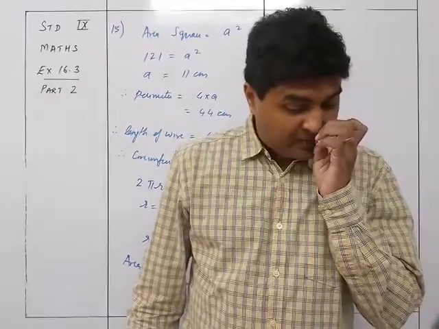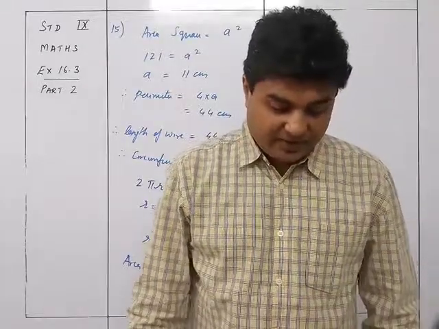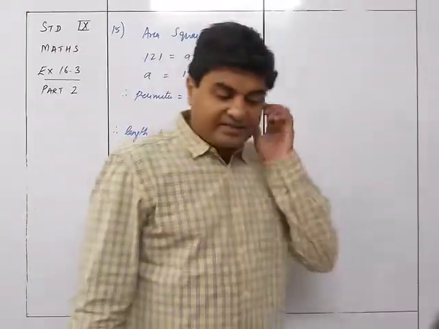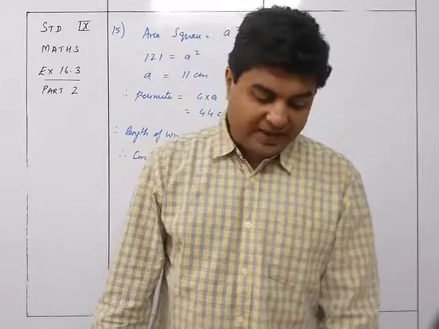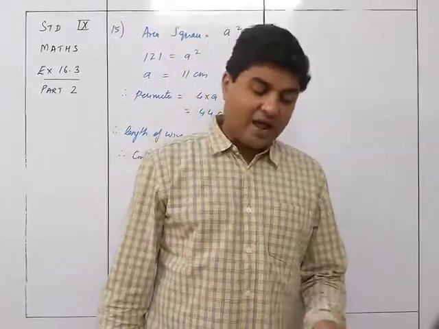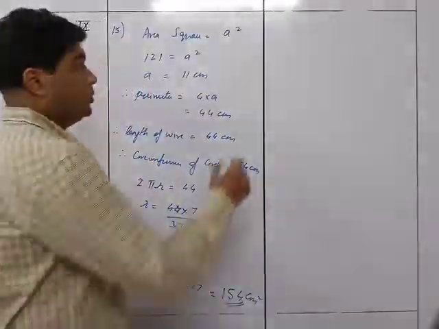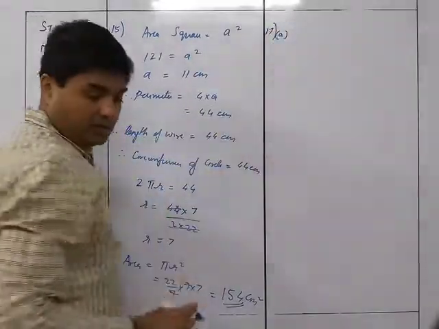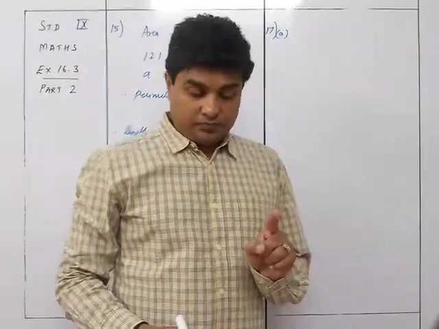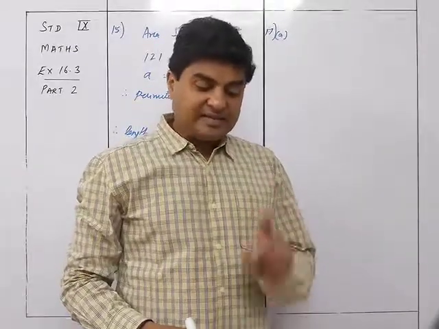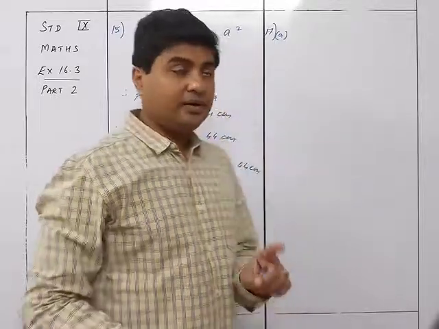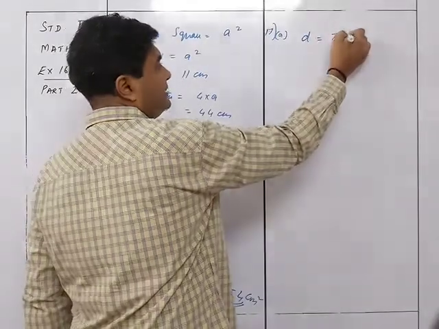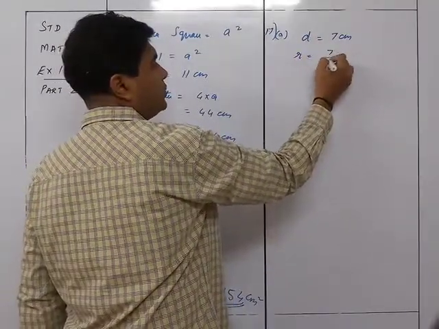We now move on to sum number 17A. Find the circumference of a circle whose area is 16 times the area of a circle with diameter 7 centimeters. So what is given over here in sum number 17A is that d is equal to 7 centimeters. Therefore r is equal to 7 upon 2 centimeters.